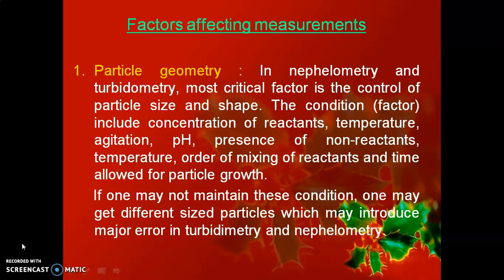Then there are some factors which affect the measurement. First is the particle geometry. In nephelometry and turbidimetry, the most critical factor is the control of particle size and shape. The conditions include concentration of reactants, temperature, agitation, pH, presence of non-reactants, order of mixing of reactants, and time allowed for particle growth. If one does not maintain these conditions, one may get different size particles, which may introduce major error in turbidimetry and nephelometry.